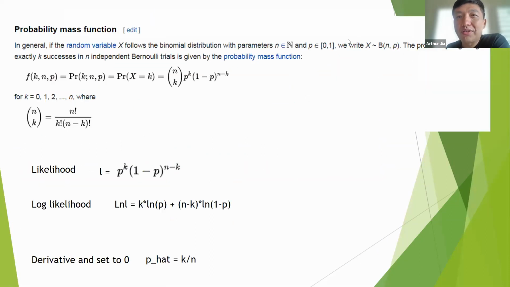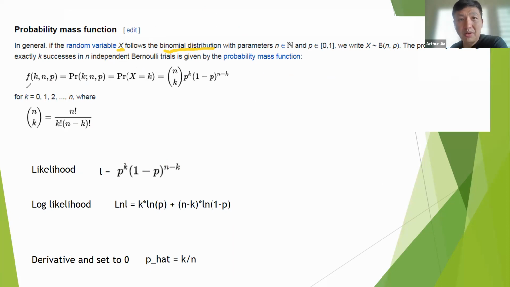So I gave you some links. One of those links is about the information on the binomial distribution. This is how we define the binomial distribution. Suppose X is a random variable that follows a binomial distribution. This is the probability density function. Let me show you how we understand this.